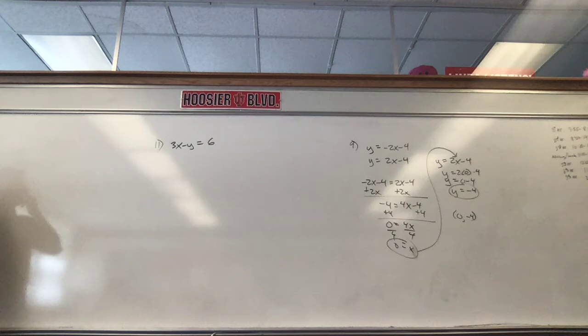Jot it down. 3x minus y is 6. Negative 3x plus y is 6.